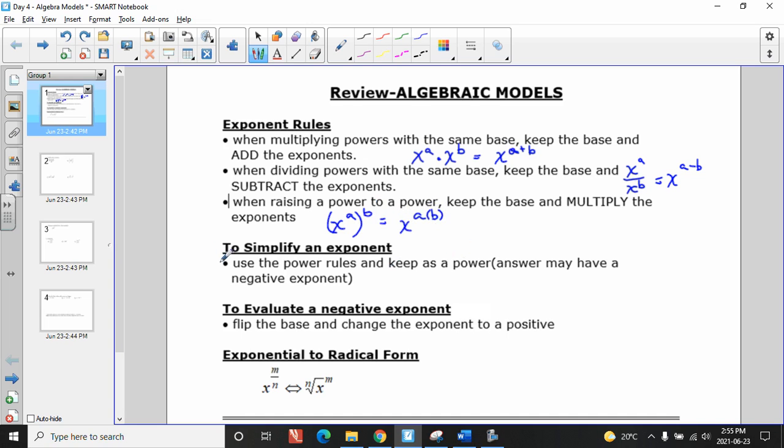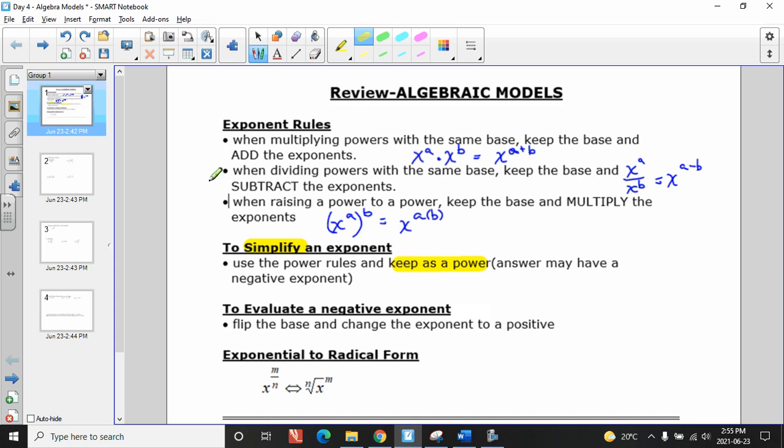In order to simplify an exponent or a power, you can use all of these exponent rules or power rules and keep as a power. So if the instruction says simplify, you're going to keep as a power.